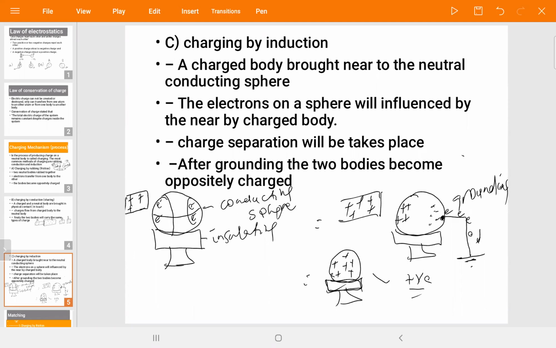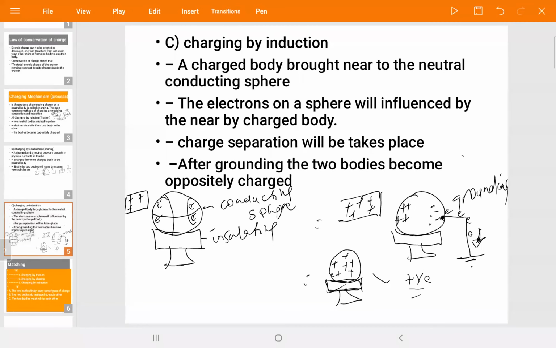The electrons on the sphere are influenced by the nearby charges. There is a nearby positive rod, and it will influence charges on the surface of the sphere, and there will be a separation of charges. Due to this separation of charges, we can ground it. After earthing or grounding, the charge finally redistributes, and we are left with a positive charge.